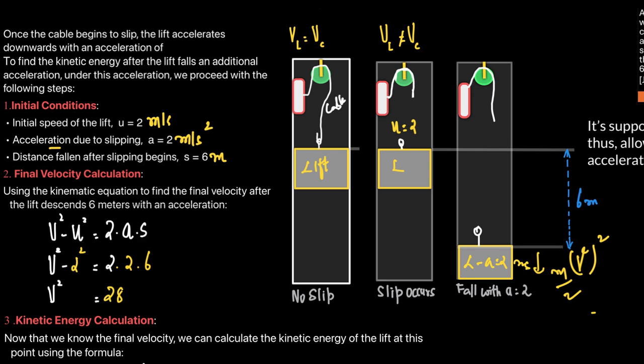U is 2, 2 square. Then we have A is 2, so this becomes 2 into 2, 4, 6, 24. 24 plus 4 is 28.